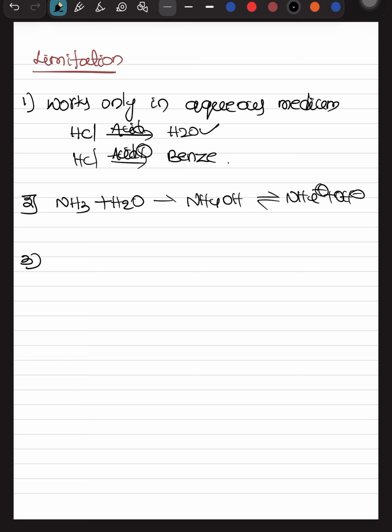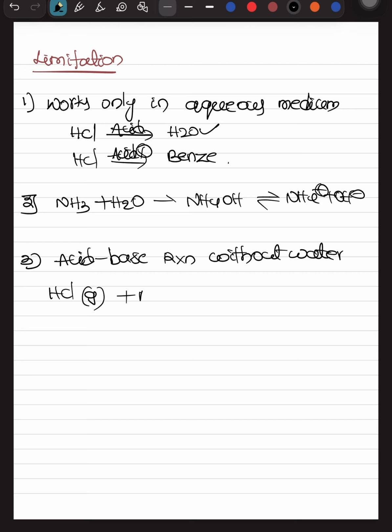Third, it cannot explain acid-base reactions without water. For example, HCl gas reacts with NH3 gas to form solid ammonium chloride. These reactions happen without water, but Arrhenius theory fails here.